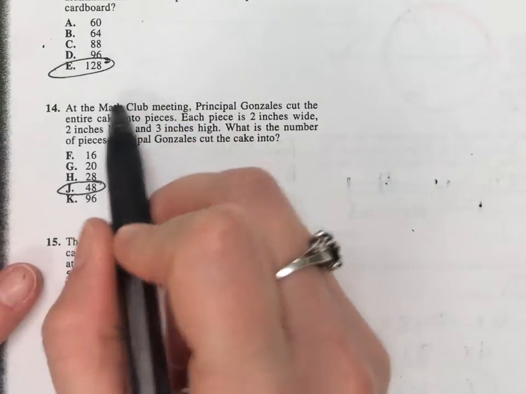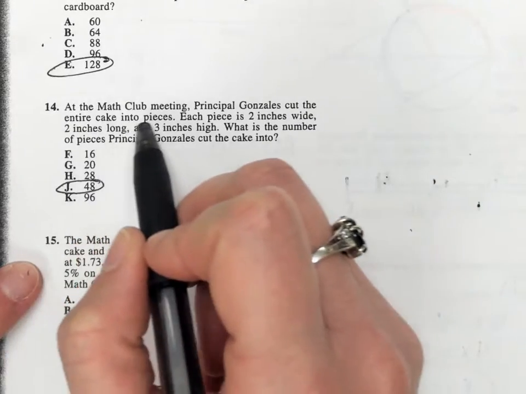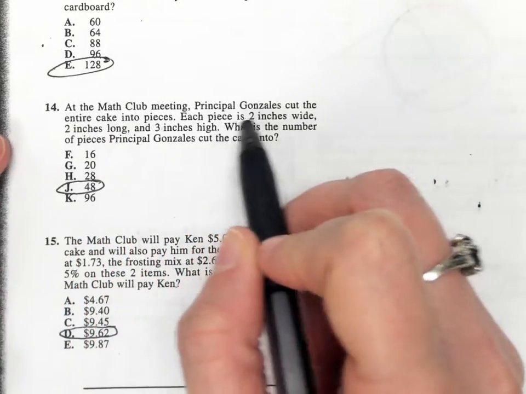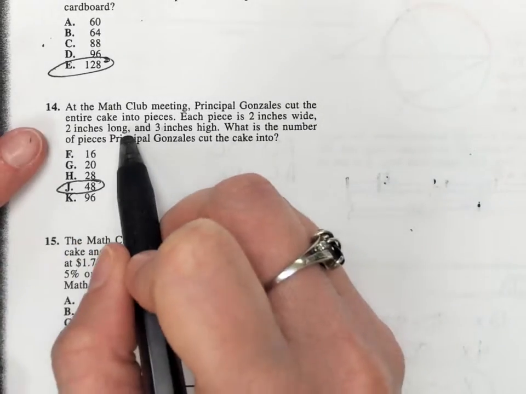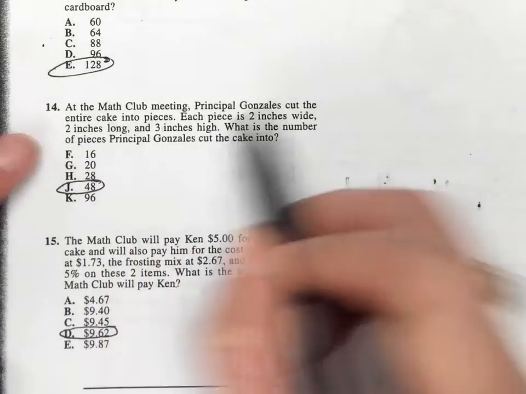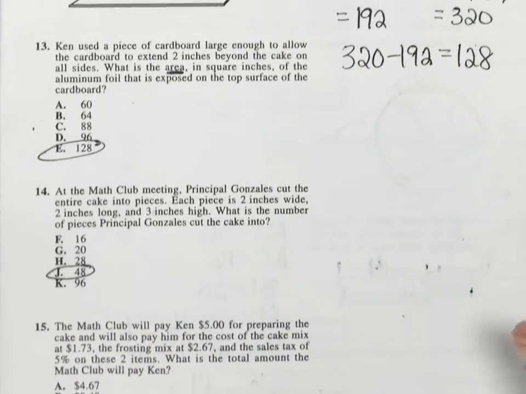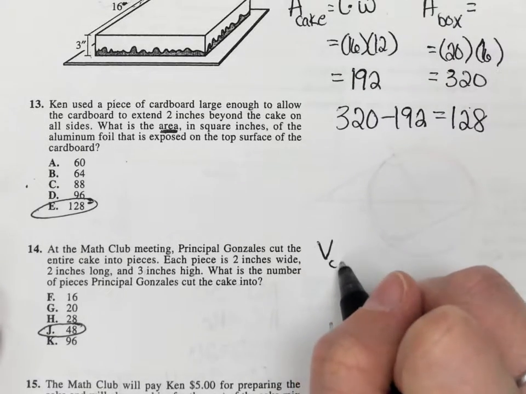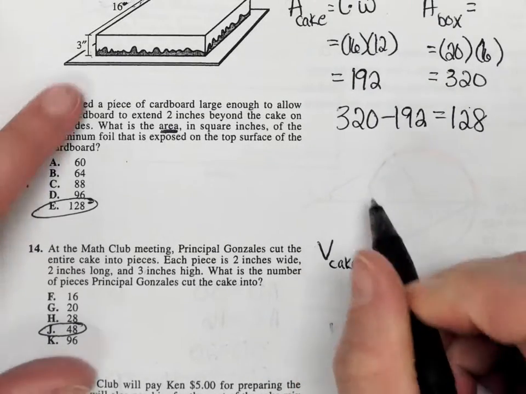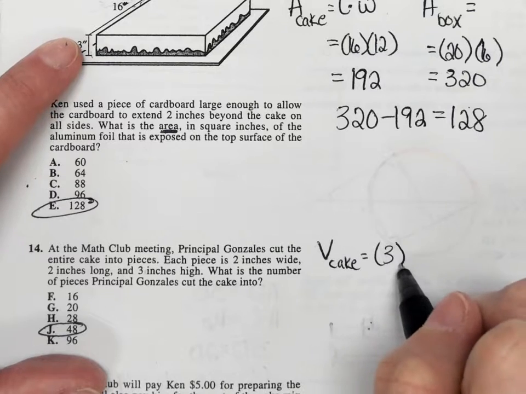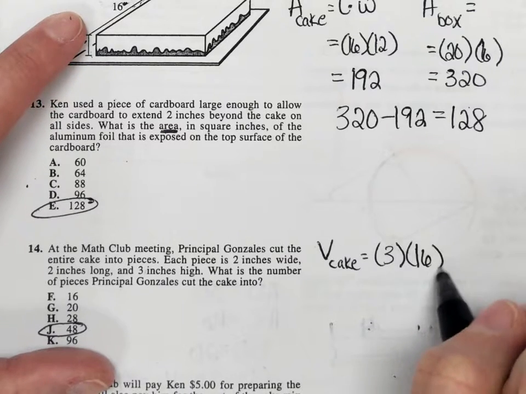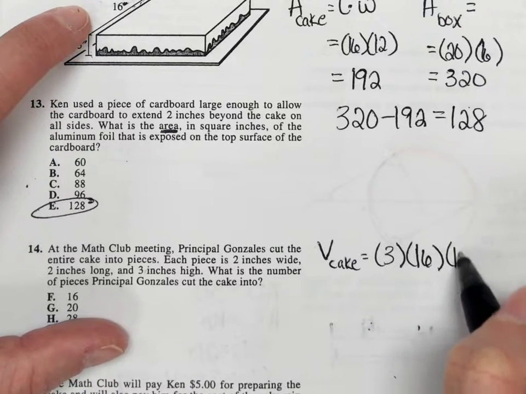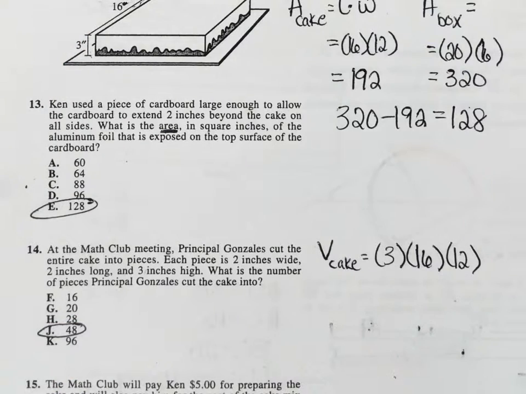All right, let's see. At the math club meeting, Principal Gonzalez cuts the entire cake into pieces. Each piece is 2 inches wide, 2 inches long, and 3 inches high. What is the number of pieces? Okay, well, this is volume right here. So let's find the volume of the cake first of all. What's the volume of the cake? That's 3 times 16. Length times width times height. What was it, 12? So how much is that?